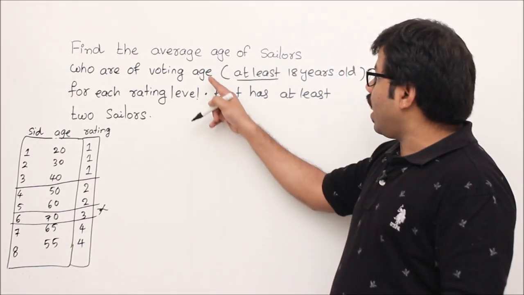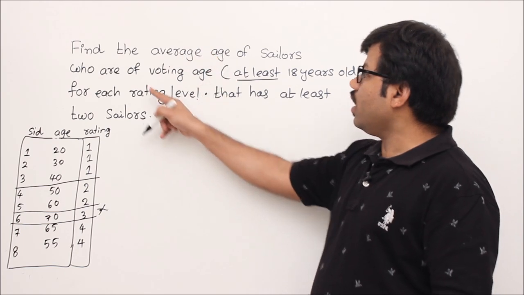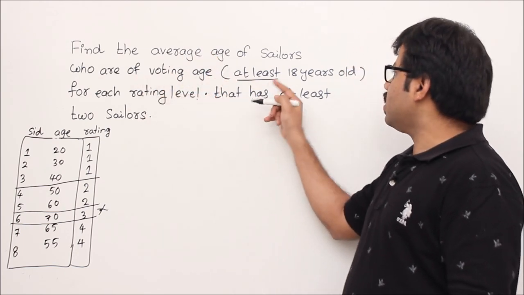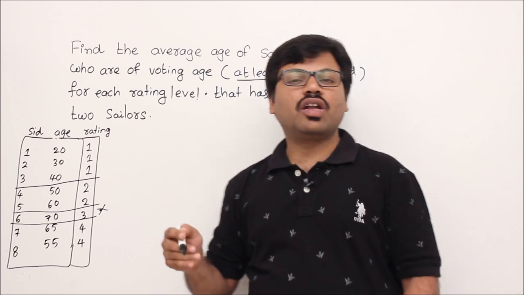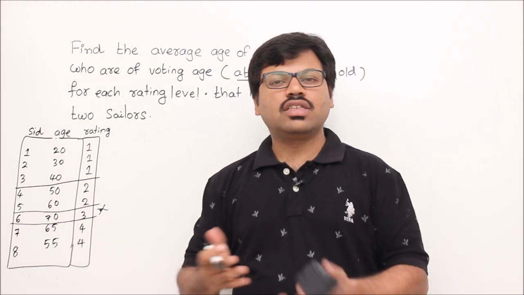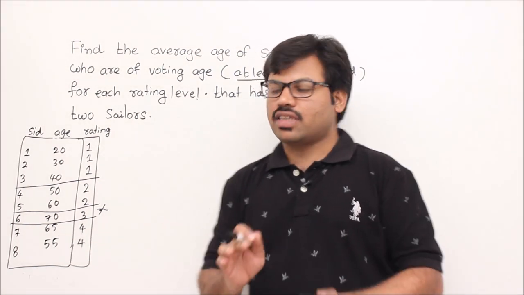But we have to find out average age for only voting age people, that means at least 18 years old people. Then what about others? I should discard. Sir, I do that using the WHERE clause. Let's try to do that.